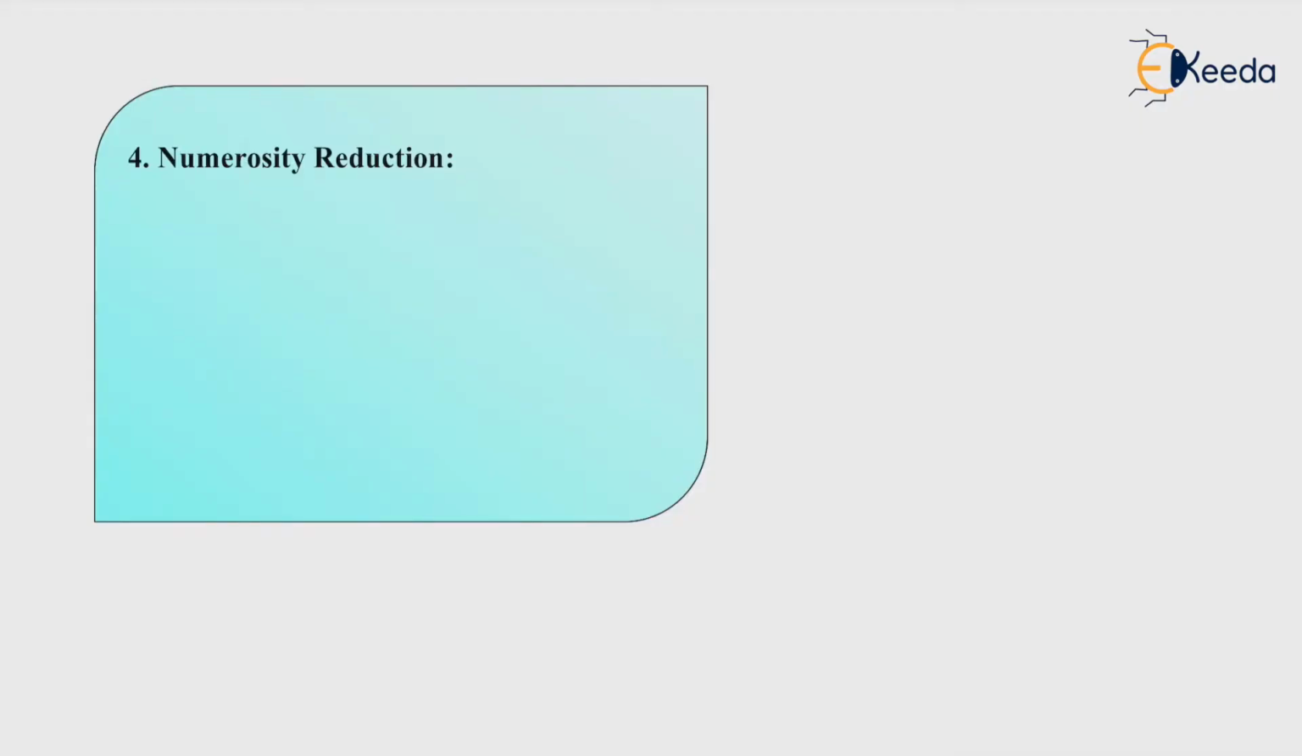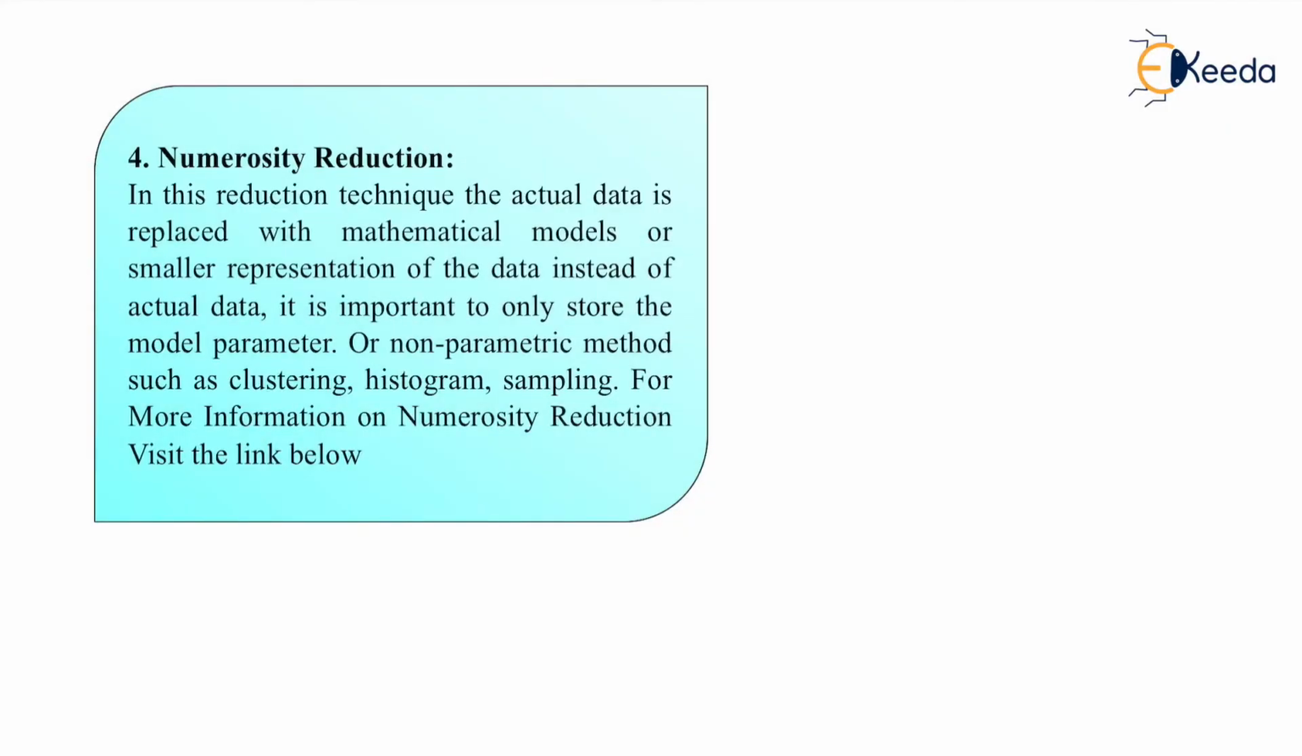Fourth technique is numerosity reduction. In numerosity reduction, the actual data is replaced with a mathematical model or a smaller representation of the data instead of the actual data. It is important to only store the model parameters, or use non-parametric methods such as clustering, histogram, sampling. For more information, we can also go with numerosity reduction.